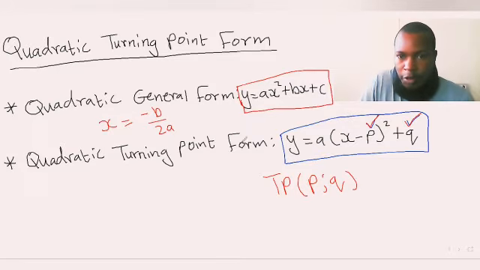With the turning point form, the P and the Q, which are the turning points, are already given. So you don't necessarily have to make use of this equation over here. So you don't have to make use of that equation for this portion, or rather for the P and the Q.